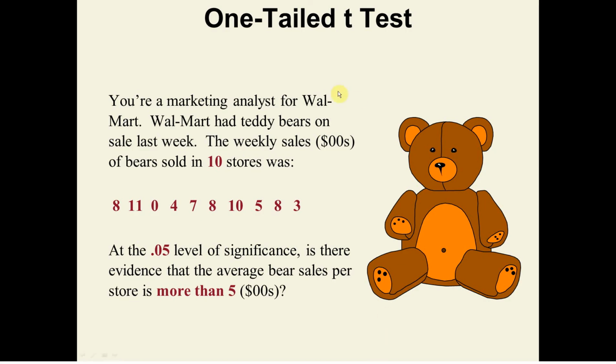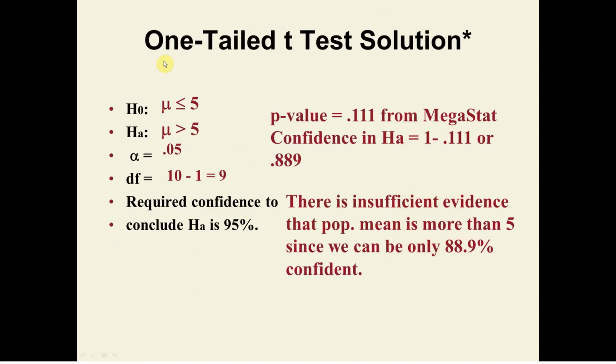So let's say we're at Walmart and we're looking at teddy bear sales, and we notice that the weekly sales in hundreds of dollars over 10 stores were 800, 1100, nothing, 400, 700, 800, 10, 1,000, etc. So let's test this at a 0.05 level of significance. Is there evidence that the average weekly bear sales is more than $500? Okay, so we just turn that into a statistical question.